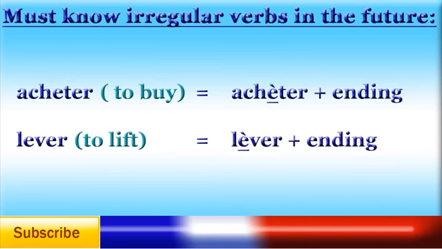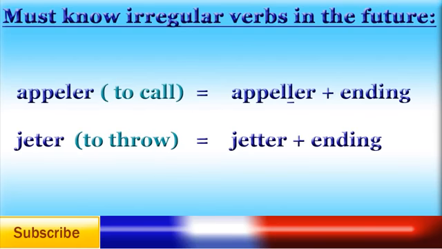Here are some irregular verbs you should know in the future tense. Acheter, to buy. Lever, to lift. The only thing that's irregular here is the need for an accent on the first e. Appeler, to call, you need to add an L to the stem. Jeter, to throw, you need to add a T to the stem.